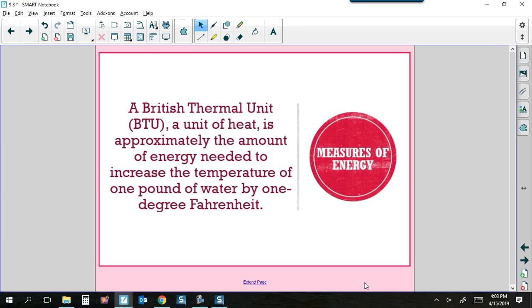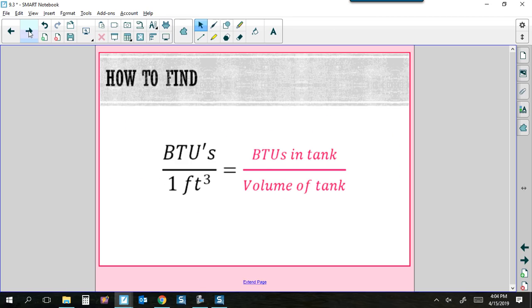You may have seen BTUs on air conditioning units. I believe maybe refrigerators. Wherever there's temperature, I think. So to find it, BTUs per cubic foot are found by taking the total BTUs and dividing it by the volume of the tank.